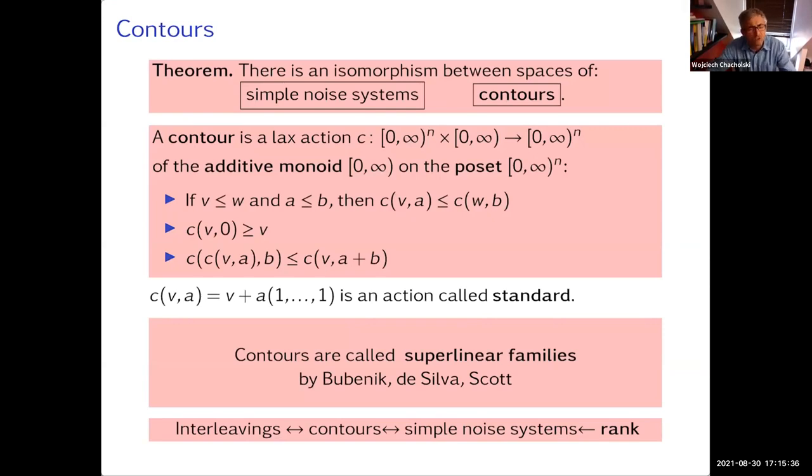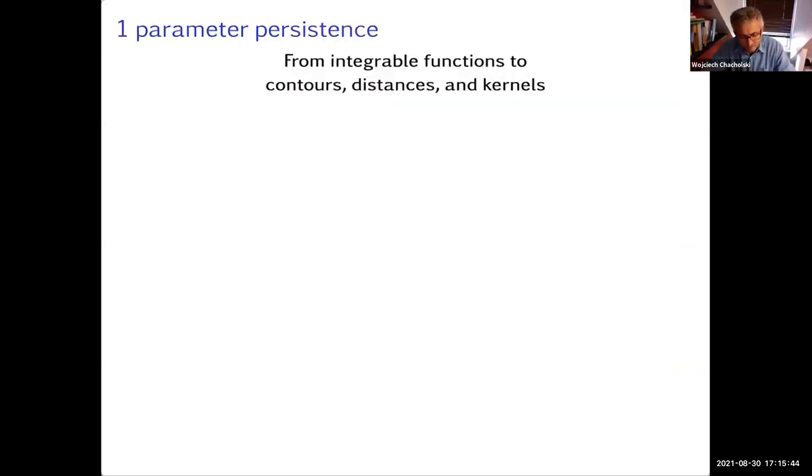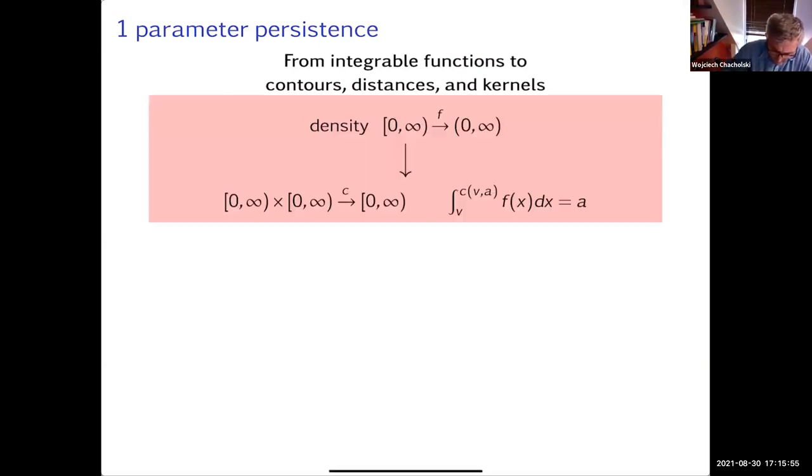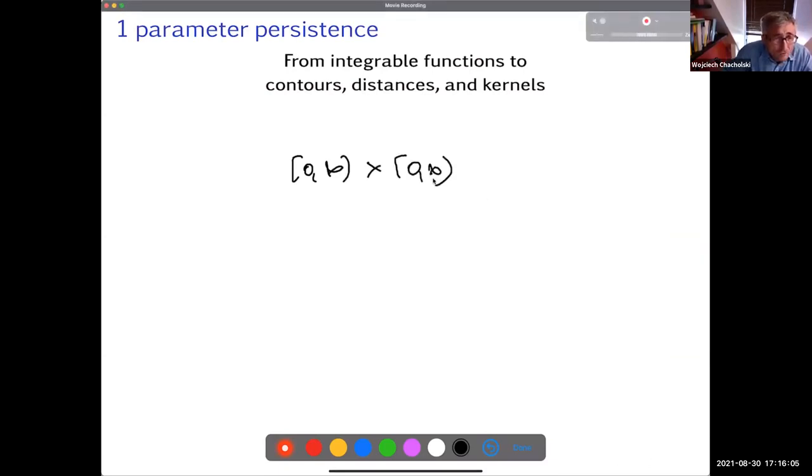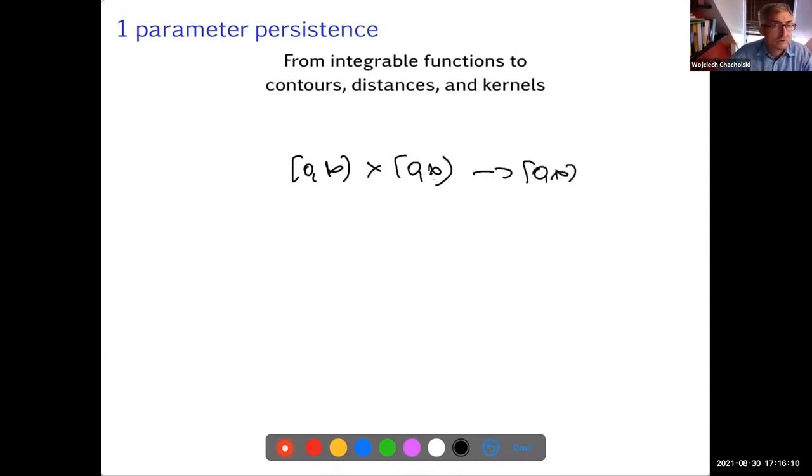Because I want to illustrate some calculations, let's just consider one-parameter persistence. Let's reduce everything to one parameter. Okay, so if I ask you, give me an action, an action by the monoid of non-negative reals on the poset of non-negative reals, how would you actually come up with such an action?